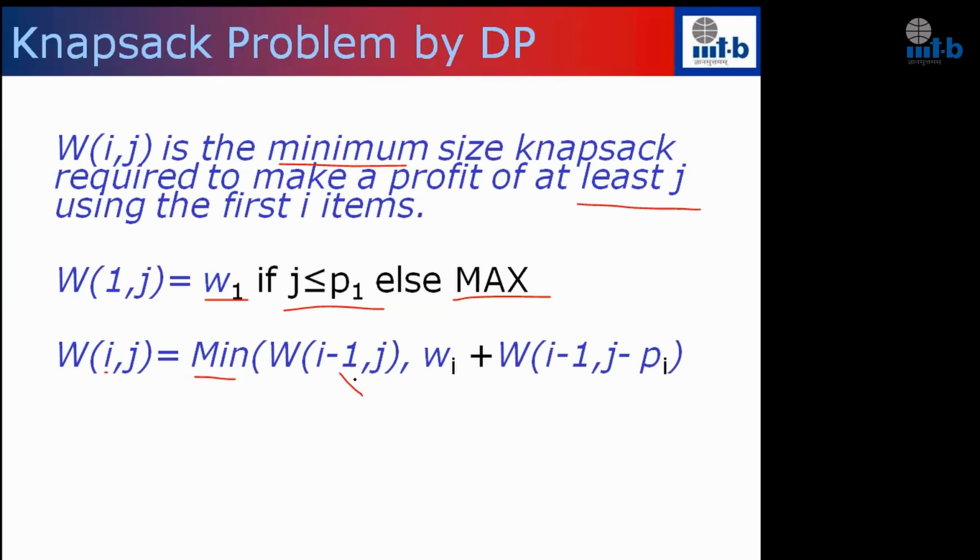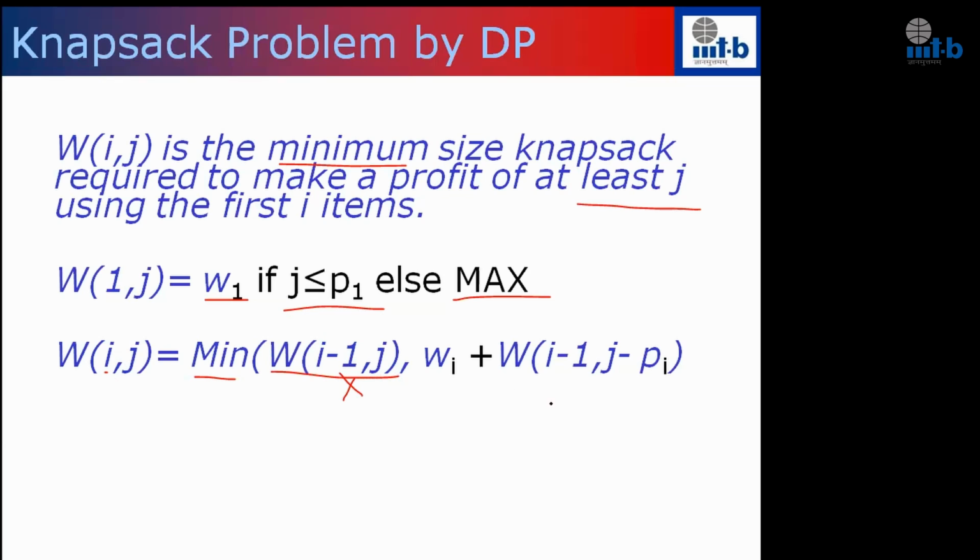What is the first option? In this case, I don't consider the ith item. I want to make a profit of J using only the first I items. I decide not to pick the ith item. In that case, all the profit that I have to make should come from the I-1 items, since I have decided to ignore the ith item.